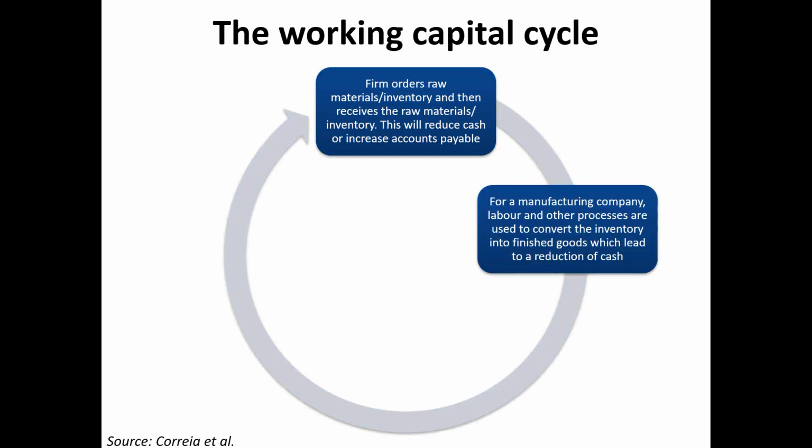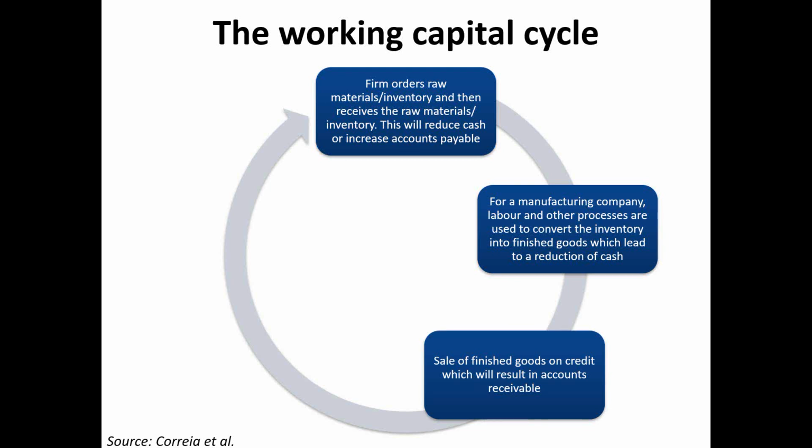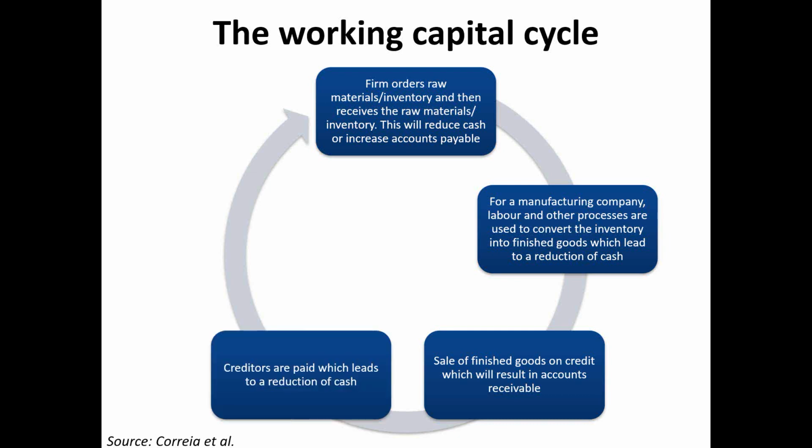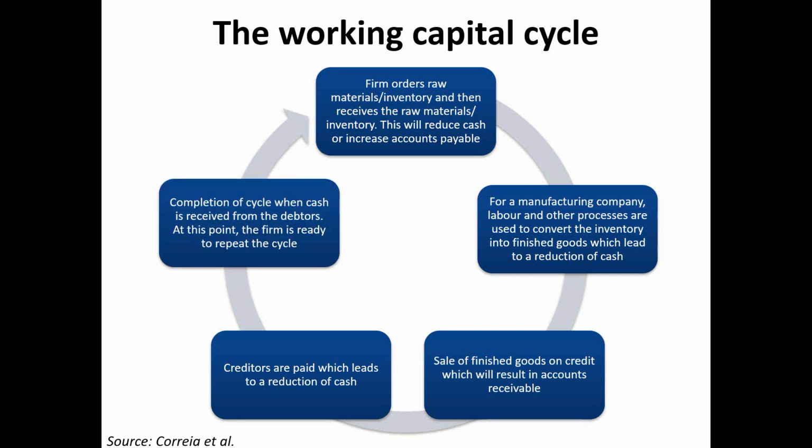The next step for a manufacturing company then is for labor and other overhead costs to be used to convert the inventory into finished goods, which leads to again a reduction of cash but an increase in our inventory balance. Once the inventory has been manufactured, it is then sold on credit, which results in an increase in accounts receivable and a decrease in our inventory. Creditors are then paid, which leads to a reduction of cash and a reduction of our creditor, and we complete the cycle when cash is received from the debtor. At this point, we notice that it becomes a continuous cycle that operates daily.